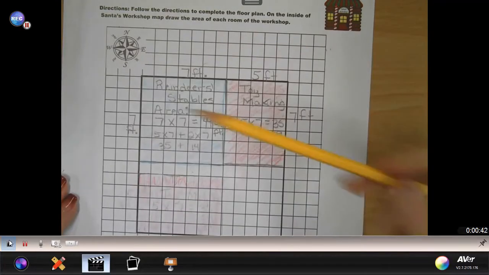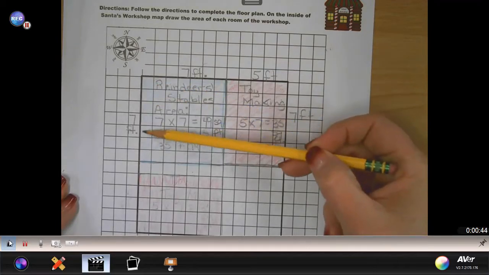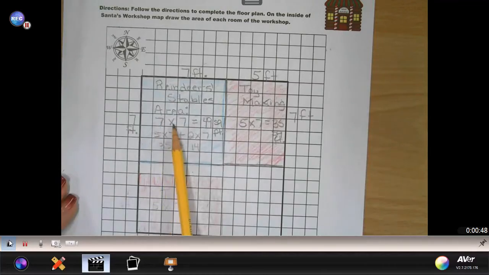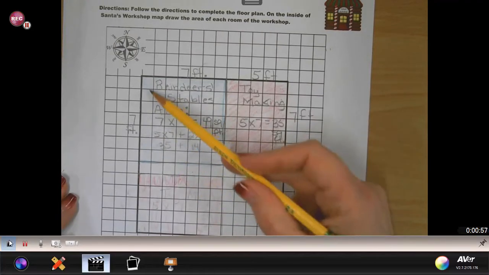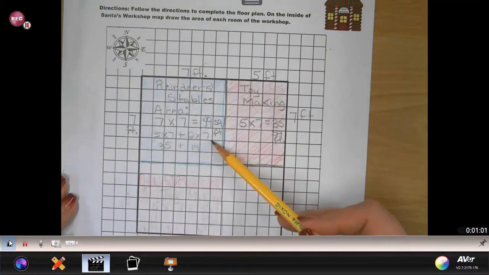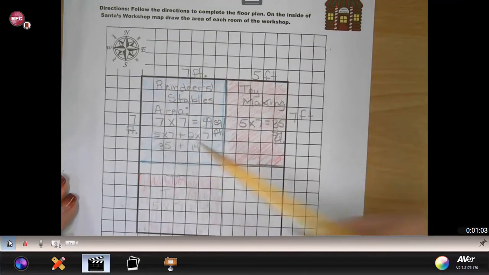So as you can see, I've done that already. I have 7 rows with 7 in each row. So that's my 7 by 7. And I ended up with a total of 49 square feet. Now you'll notice here, I started with 5 rows of 7 and then I added on another 2 rows of 7 to help me with my multiplication fact of 7 times 7.